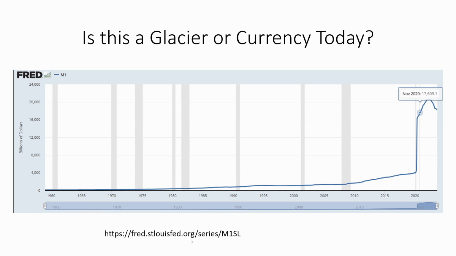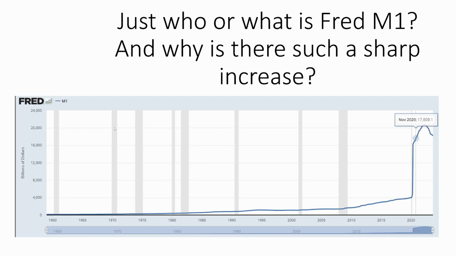And you can go to this URL to see what this is. This is what we call Federal Reserve M1. So now you may be asking yourself just who or what is the Federal Reserve M1 and why is there such a sharp increase in spring of 2020?